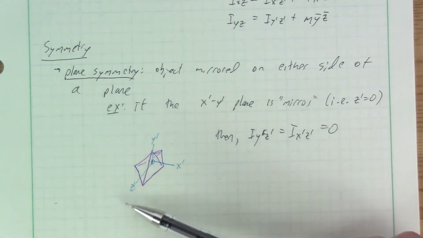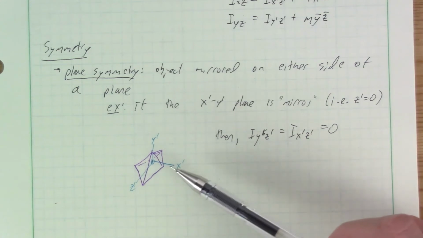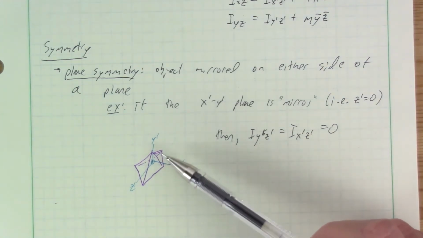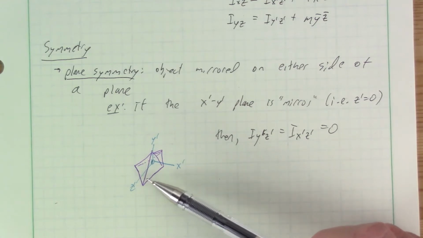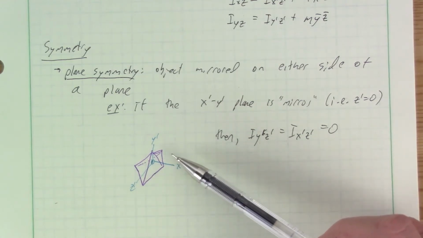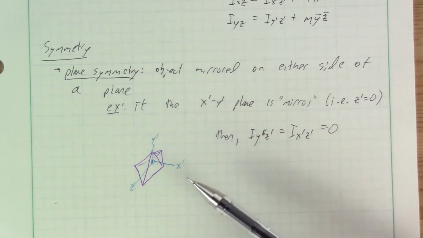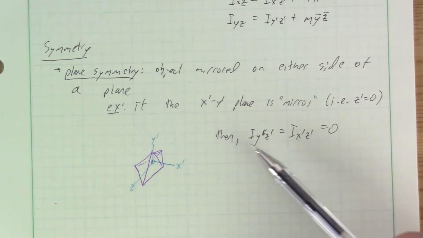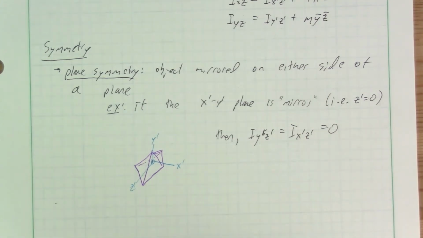Because what I tried to do is have a flat bottom with a point, it's kind of like a tent. Right, so xz definitely doesn't have symmetry, but I think you could justify that y prime z prime is also a plane of symmetry, and in that case the other product of inertia is also 0 here.